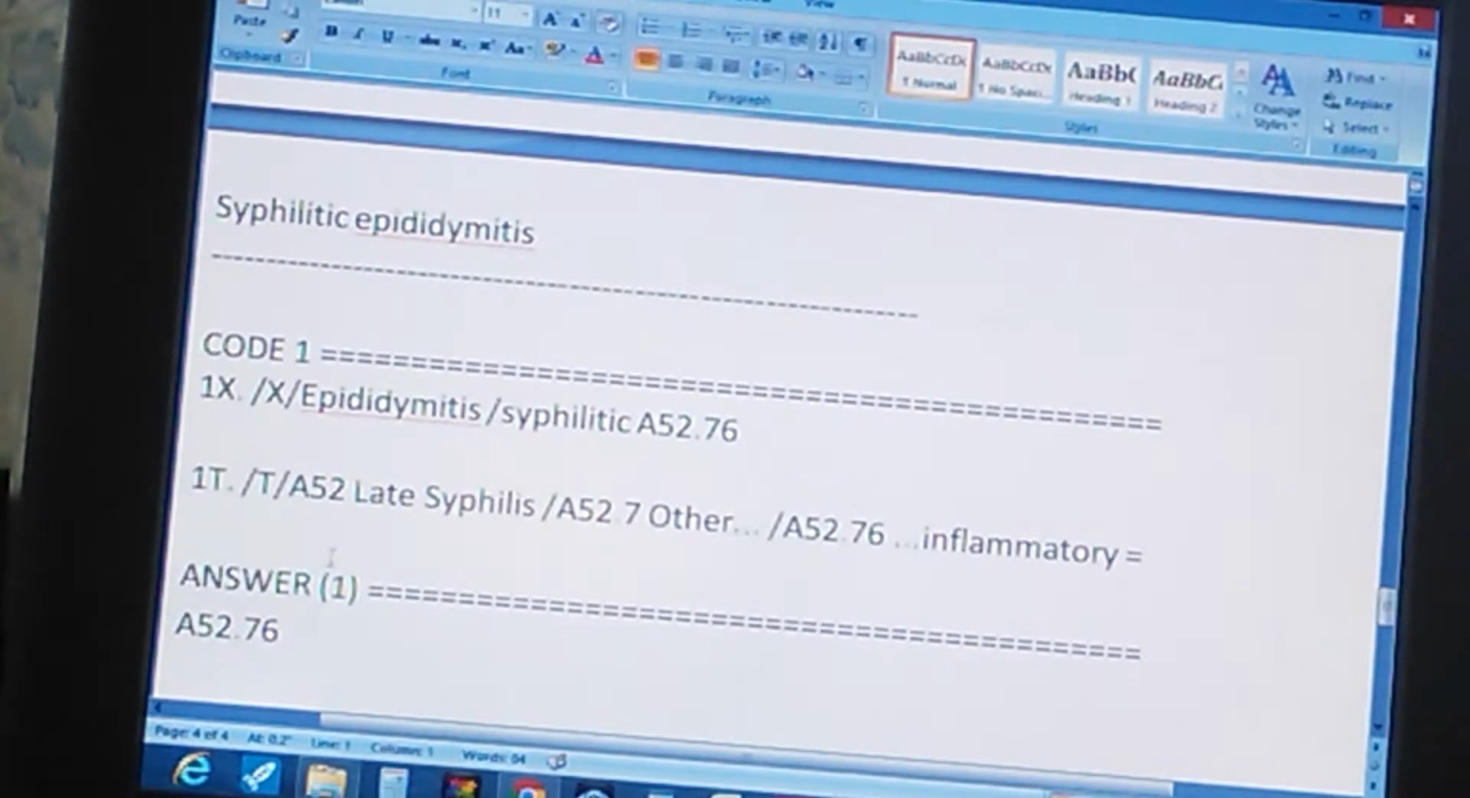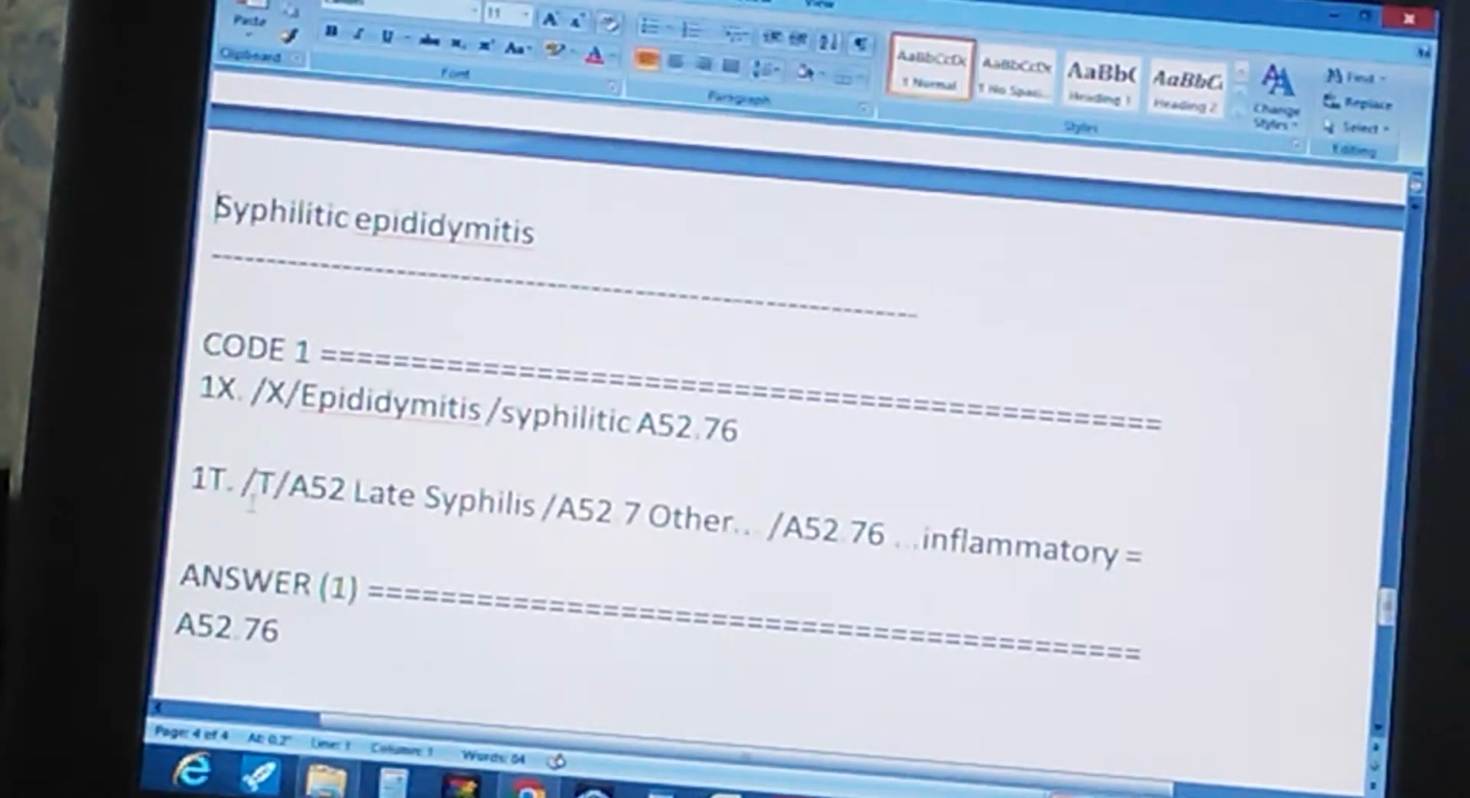There's only one code, and the code found through the index is found like this. First you go to index. Then you go to epididymitis, right? Which is the main condition. And then? Then you go to syphilitic. Syphilitic, right? And you get what? A52.76. A52.76. Okay, now we're going to check this code in the tabular.